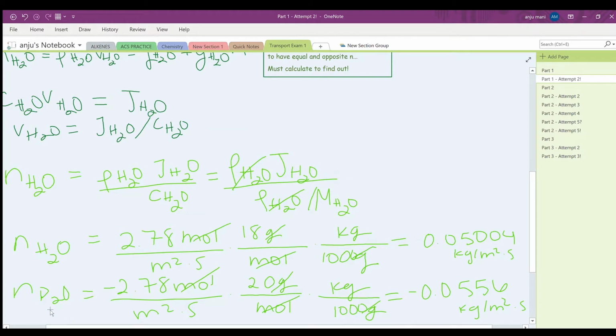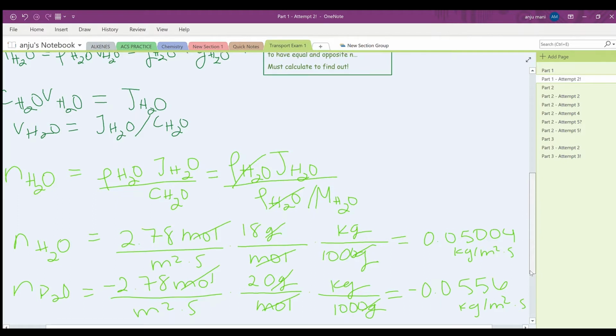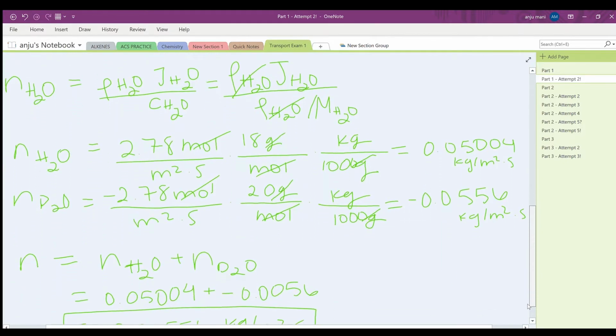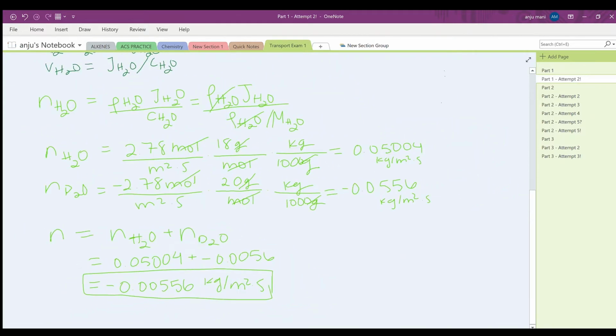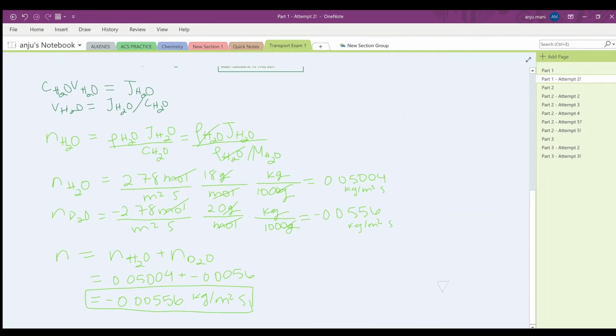Then for our mass flux of D2O, we use negative 2.78 because the flux is in the opposite direction. So we get negative 0.0556 as the mass diffusive flux for D2O. To get the net flux, again, we add those two together and we get a total mass flux of negative 0.00556. Even though this value is pretty small, we can't assume it's 0 because the densities are different in this situation.